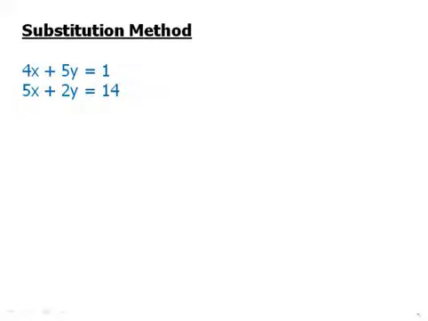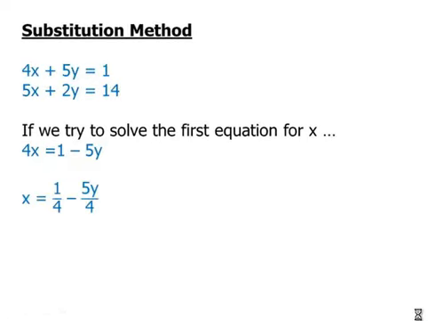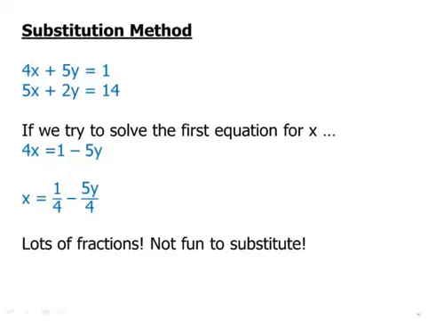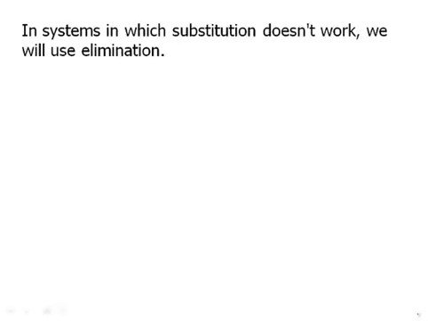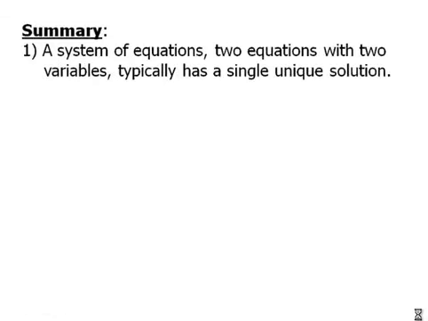So for example, suppose we have this as our system. Suppose we try to solve the first equation for x. Okay, well, we can subtract 5y from both sides, then we divide by 4. All right, well, immediately we get into fractions. So this would not be fun to substitute. Yes, mathematically, we could solve the equation this way. We'd have to wade through a bunch of fractions, but we'd prefer not to have to do it. In systems in which substitution is not convenient, we will use elimination. We will cover the elimination method in the next lesson.